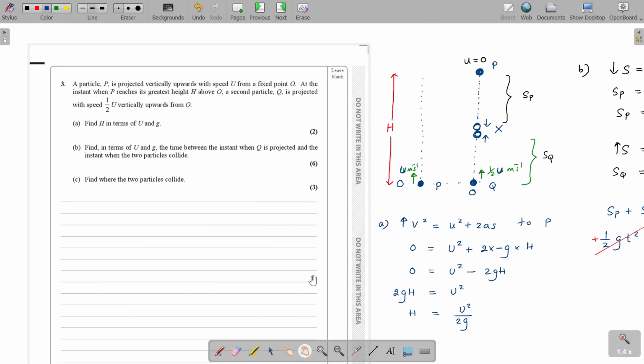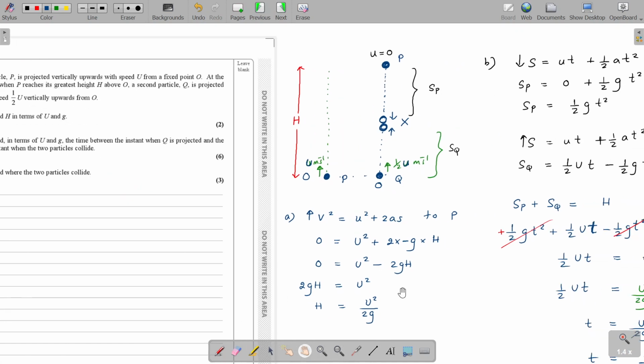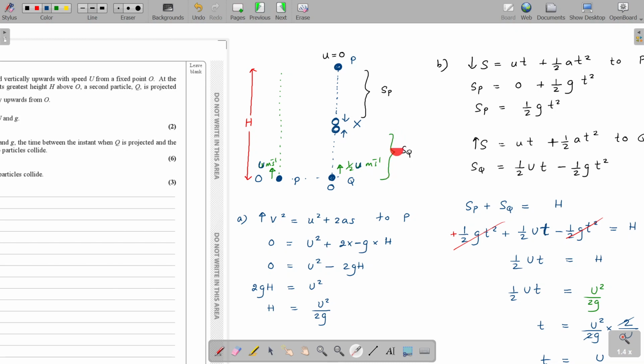Okay, so next part, in part C, they say find where the two particles collide. How do you find the place where the two particles collide? Obviously, we will try to find SQ. Because SQ is the displacement of Q above the ground when the two particles collide. SP gives the displacement of P from the highest point. So it's better that we find SQ, right? Are you with me? Because then we find the displacement from the ground. How much of a distance above the ground are you colliding?